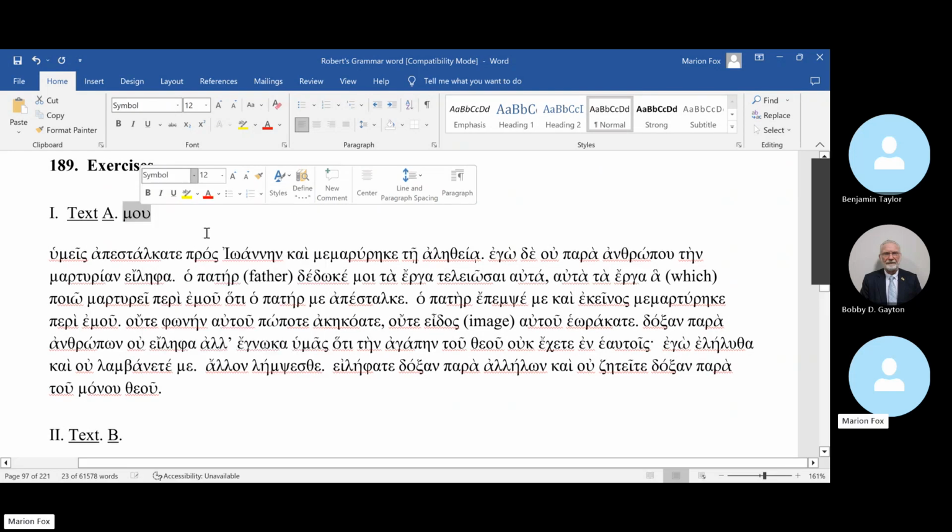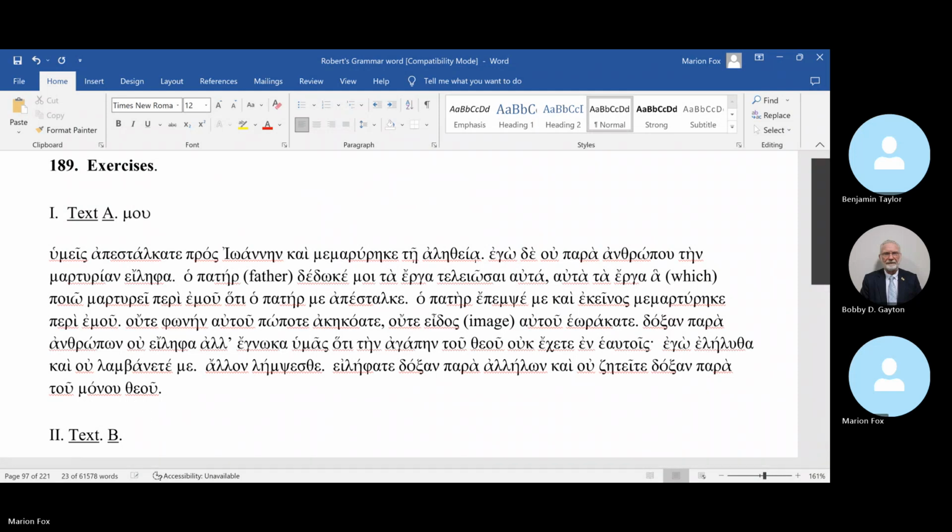Now good. There's my mu. That's an unemphatic form of this mu down here. Okay, right here. Every word, except the one that's highlighted now, is emphatic. Does that help? Yes. And of course, we've already said ego is emphatic, and humes is the plural form of you, and su would also be emphatic, the singular form, and I'll write that out.